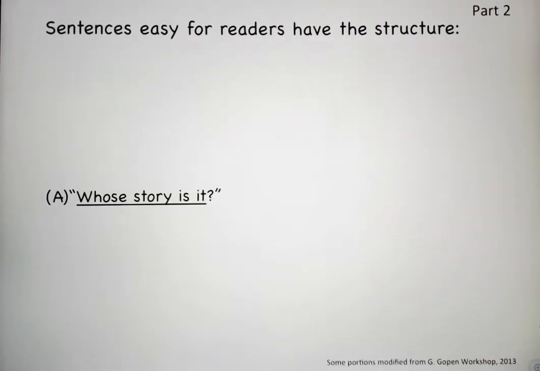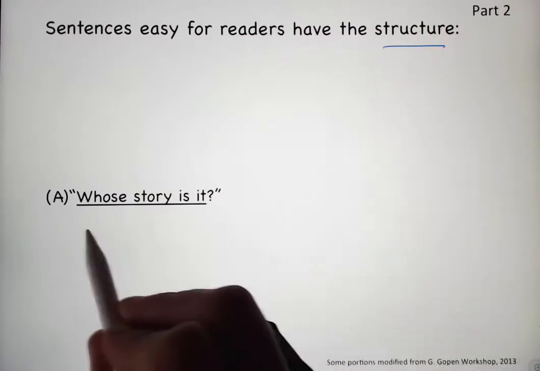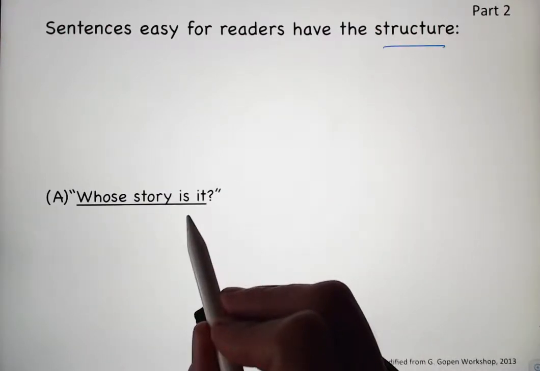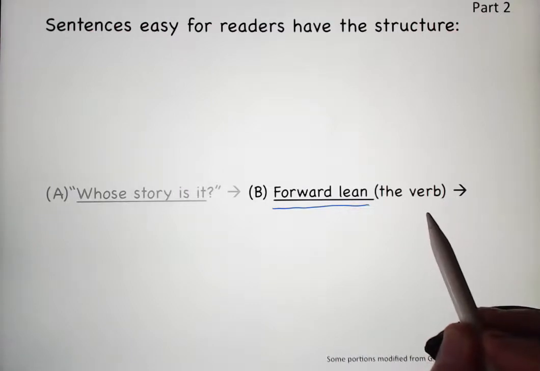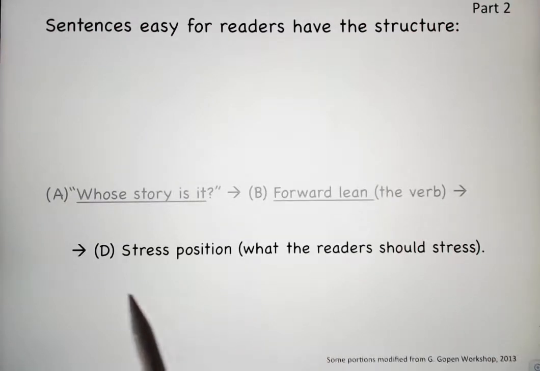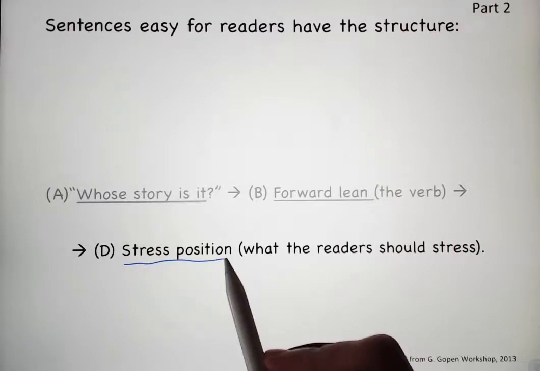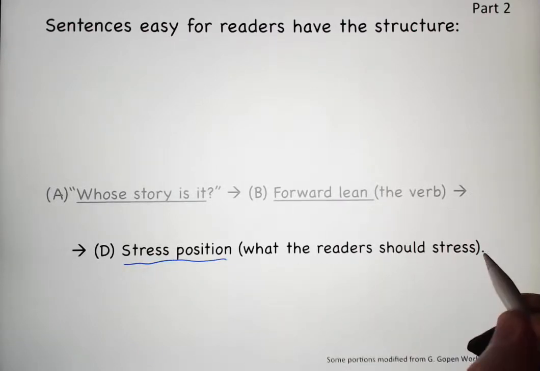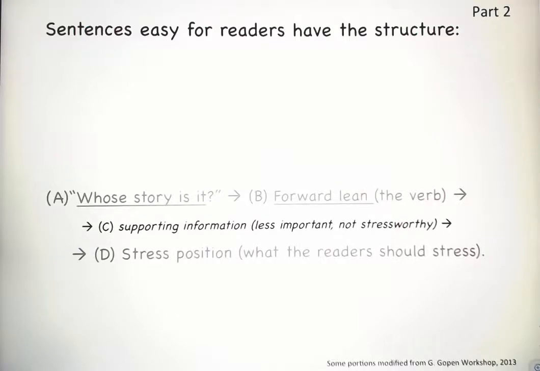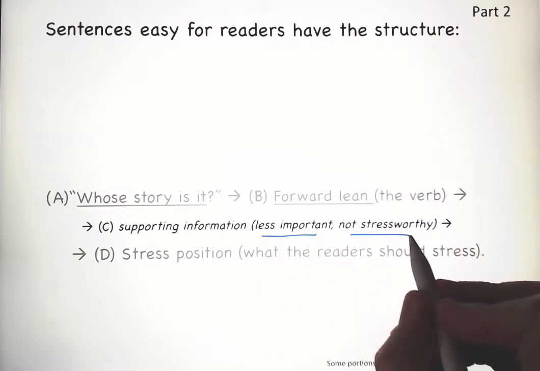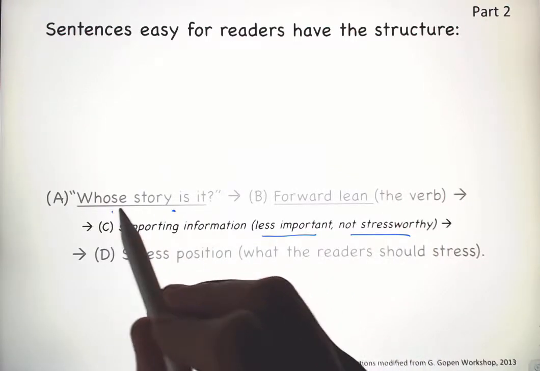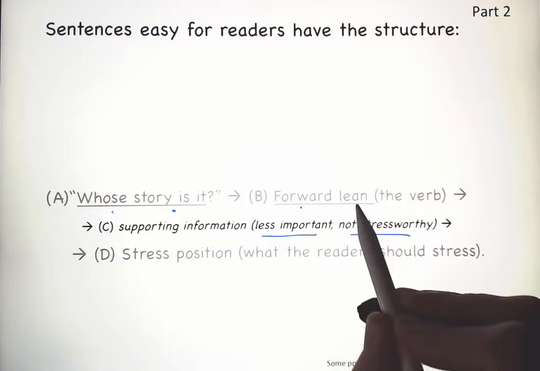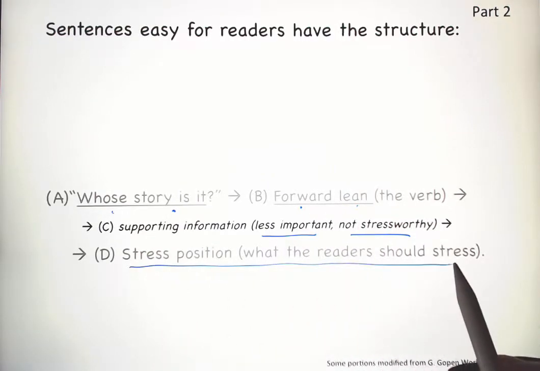So sentences easy for readers have the structure: early on, whose story is it? Early on, they will find out who or what this sentence is about. And they also have the structure with the forward lean, the verb, coming early after whose story. Sentences easy for readers also have a stress position, whatever the reader should stress, right before the period. Where should you put supporting information that's less important, not stress-worthy, but is necessary for the sentence? That should be after whose story, after the forward lean, and before the stress position.